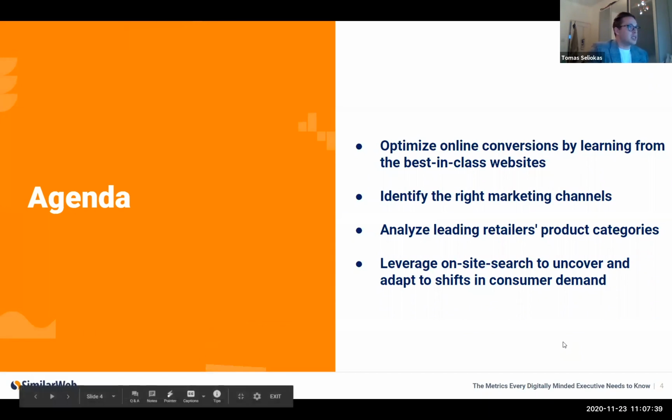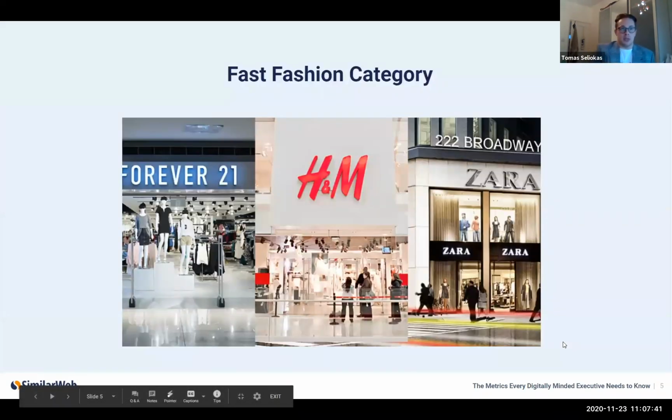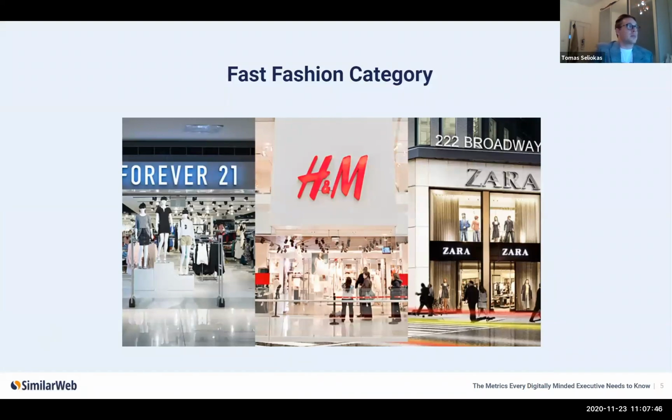Let's start with understanding what we're going to look at today. We're going to start with the fast fashion industry and analyze the top performers for the US. So we're going to look at the US market in the fast fashion category. But fast fashion is only an example category. It's not the only thing you can analyze in our platform. It's one of many categories and many websites that you can find in the conversion analysis part of our platform.